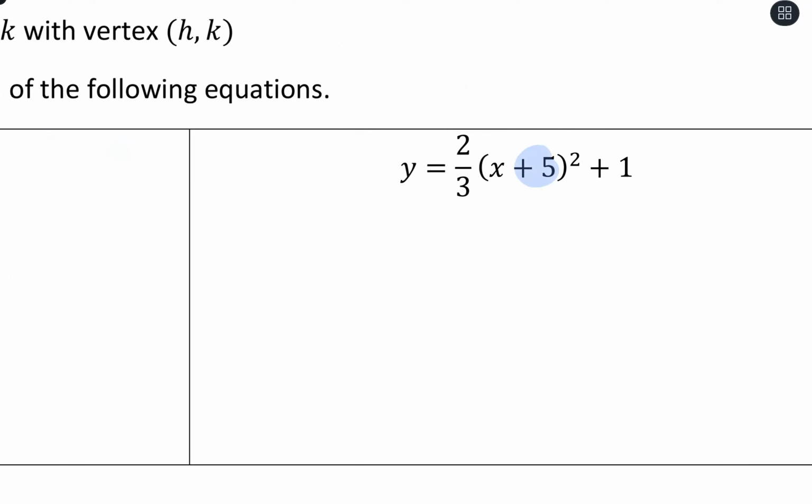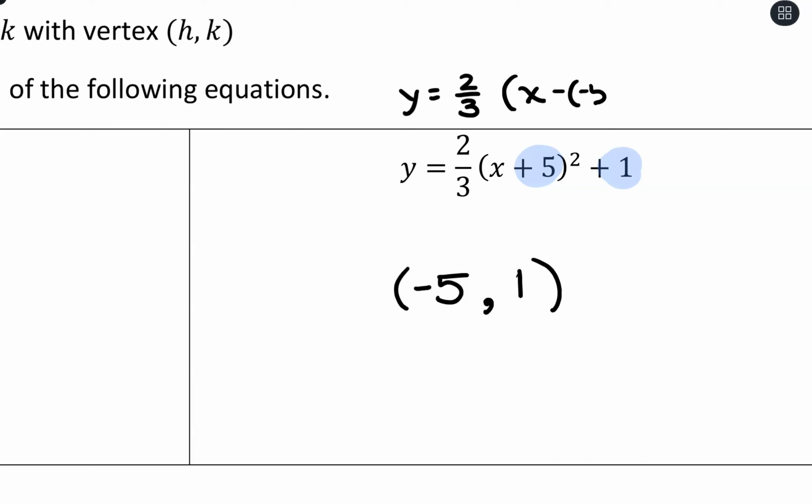With this one, I see a plus 5 and a plus 1. So my x-coordinate, because I see plus 5, the x-coordinate is going to be negative 5, so it switches. And then plus 1, plus 1. So again, y stays the same. And why this is, we could rewrite this as y equals 2/3 (x minus a negative 5) squared plus 1. And that way you could see that negative 5 exactly, because we expect to have subtraction in there with our vertex form. So if you wanted to see it with the subtraction, we'd have to have a negative 5 in order to make it a plus 5 there.